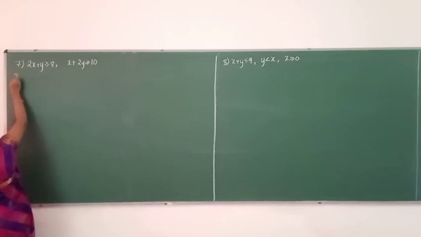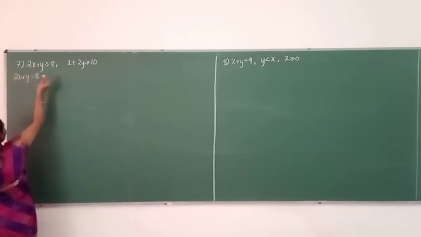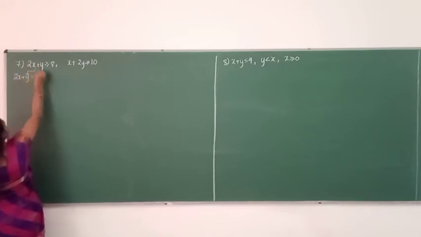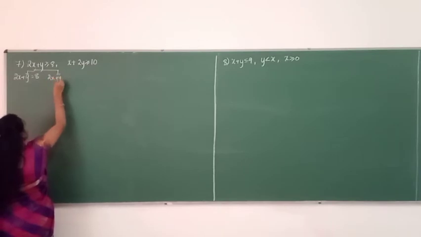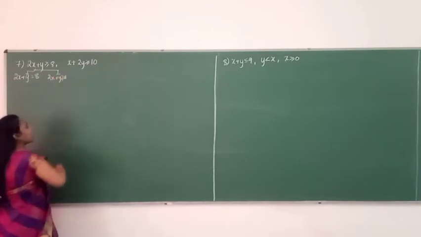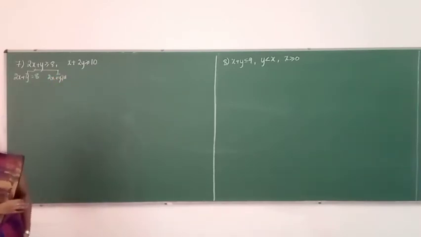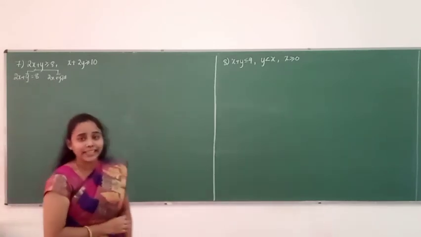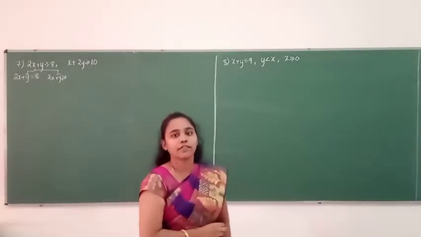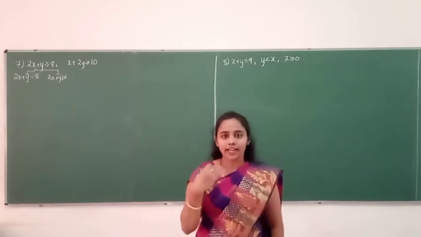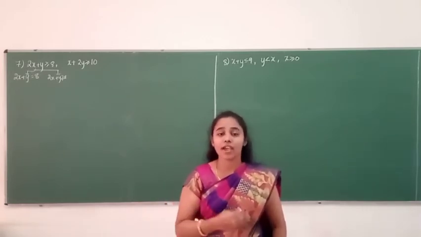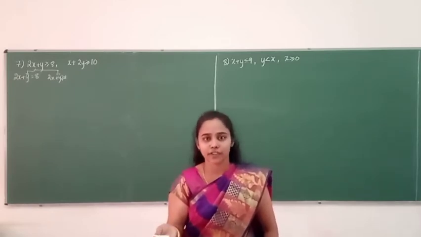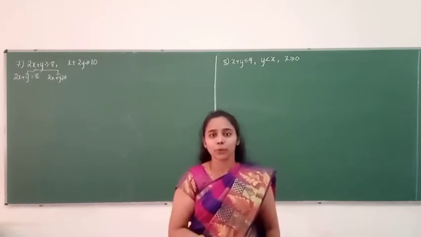So the first inequality is 2x plus y is greater than or equal to 8. I think in all the previous videos I solved each and every step in detail. So here I directly write: when x is equal to 0, what coordinate point are you getting, and when y is equal to 0, what coordinate point are you getting. That is the x point and the y point.